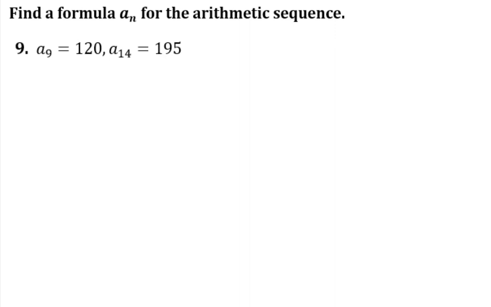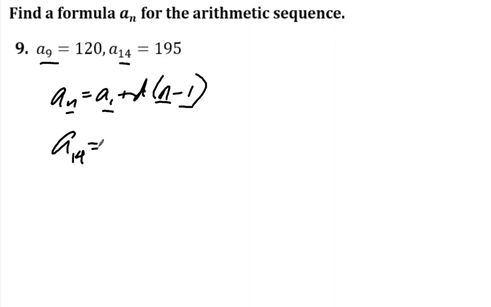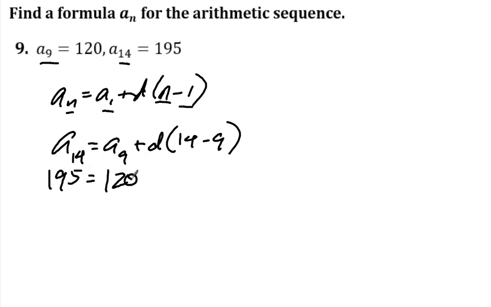And we do the same thing on this one. Okay, but we have the 9th and 14th term, no big deal. Instead of a sub n equals a sub 1 plus d times n minus 1, this matches with this, so we're going to go a sub 14 equals a sub 9 plus d times 14 minus 9. So the 14th term is 195. The 9th term is 120 plus 5d. 75 equals 5d.